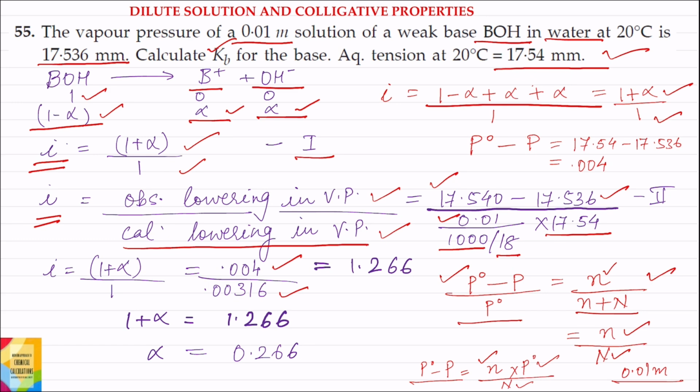So the value of i becomes equal to 1 plus alpha divided by 1, which is also equal to 0.004 divided by 0.00316, and this is equal to 1.266. From this, 1 plus alpha is equal to 1.266, and alpha will be equal to 1.266 minus 1, that is 0.266.